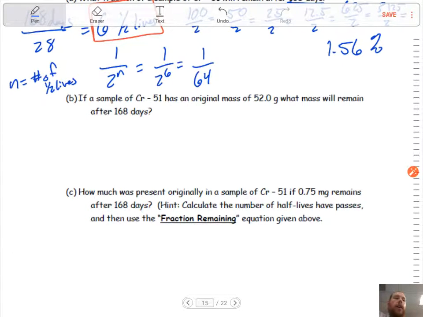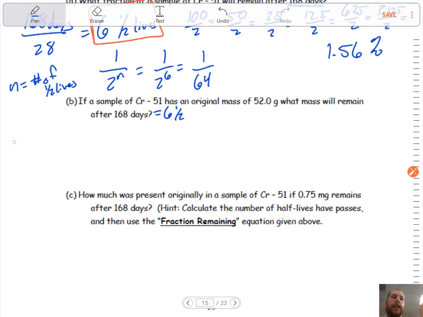Now we have a starting amount. We already know that 168 days equals 6 half-lives, because that was what we had in the problem before. We want to figure out what percentage is left, or how many grams are left after 6 half-lives. We can just take the starting amount and multiply it by our fraction. So we have 52 grams, and we multiply it by 1 over 2 to the n, which is one of the ways we did it above.